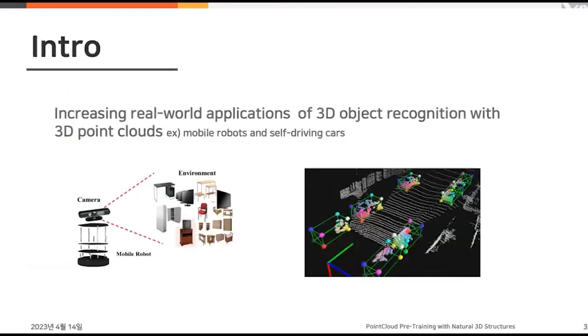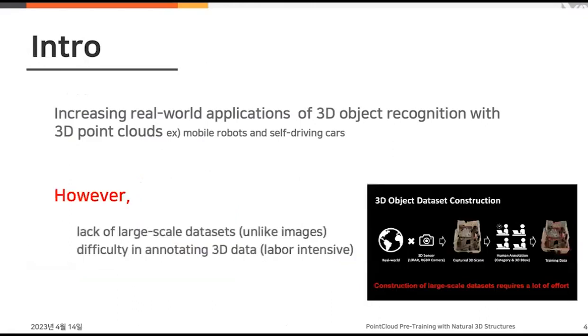So there's been increasing demand of 3D object recognition technologies in real world applications with PointCloud data. For example, it is frequently utilized in mobile robots and the field of self-driving cars. However, there is a lack of large-scale PointCloud datasets, unlike the 2D computer vision field. Also, there's a huge difficulty in annotating 3D data, which is therefore labor-intensive.